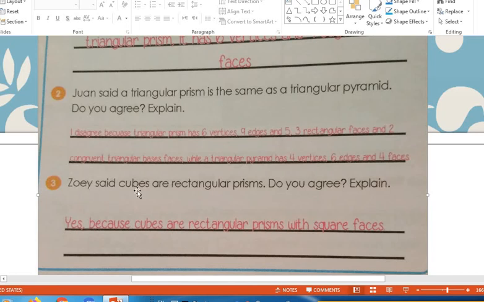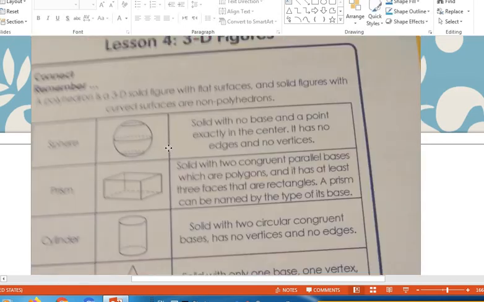Zoe said cubes are rectangular prisms. Do you agree or not? Of course, yes, because cubes are rectangular prisms with square faces. Going to the practice book.